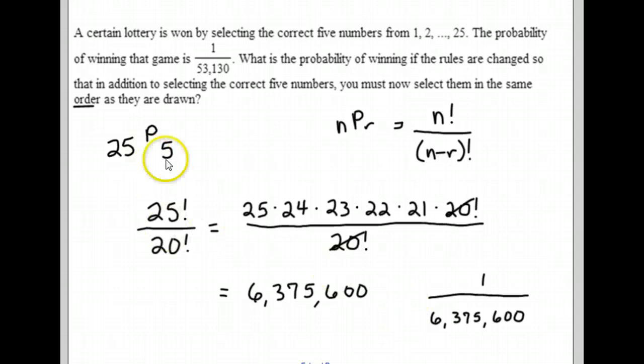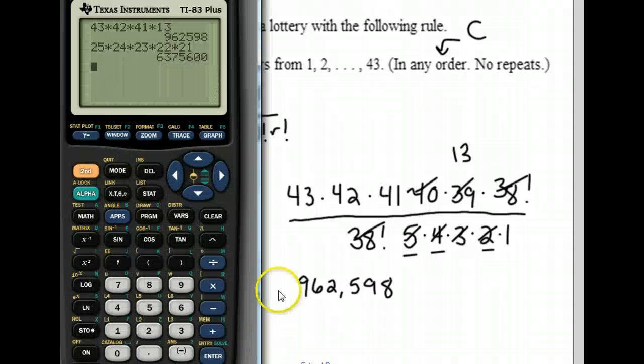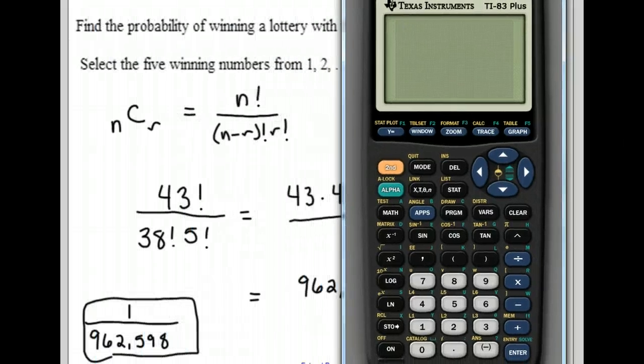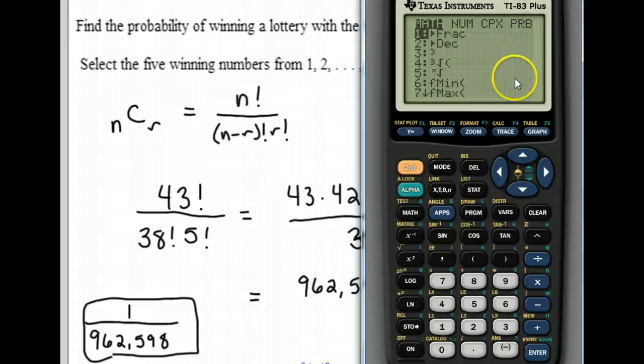Alright, so remember, permutations, the order matters. Combinations, the order doesn't matter. Now, just to show you, both of these I could have done with my calculator. So on your calculator, we have the nCr button and the nPr button. So if you press the math button here and then come over to PRB, it's easiest to just press left instead of having to press right. And then there's nCr and there's nPr. For this one we need nCr because the order didn't matter.